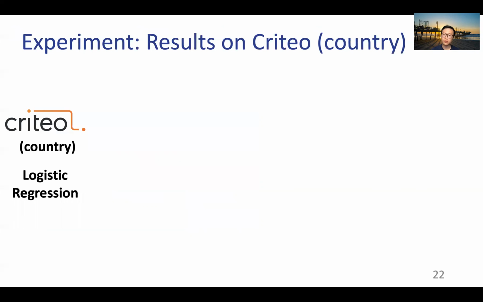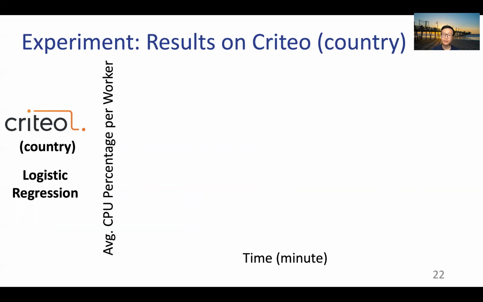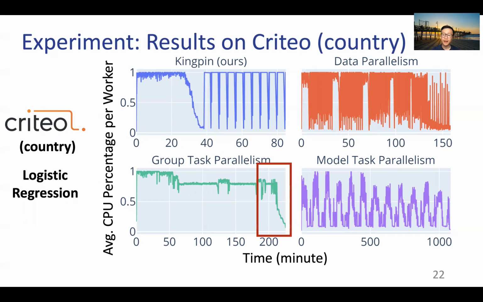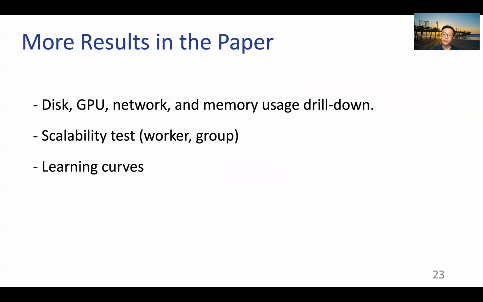Now we take a closer look at the CPU utilization. On the y-axis is the average CPU percentage per worker. The x-axis is the time in minutes. Kingpin can make full use of the CPU while having some flops after each iteration. In comparison, flops happen much more often for DP, where synchronization happens at a fine granularity. GTP has idle time towards the end because of imbalanced scheduling. In the paper, there are more drill-down results as well as scalability experiments. Please feel free to check them out.